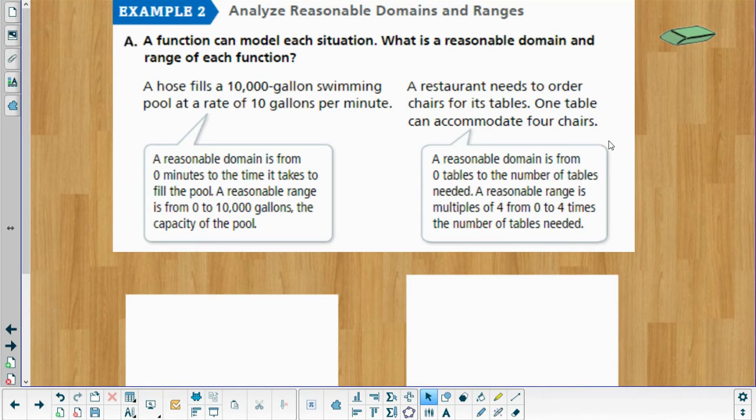Okay, because each table holds 4 chairs, all of our possible ranges have to be a multiple of 4. Okay, you wouldn't want to have 1 table with 2 chairs and another table with 4 chairs. Okay, so just thinking about reasonable domains and ranges are important. This one would not include decimals because you're not going to have part of a chair or part of a table.